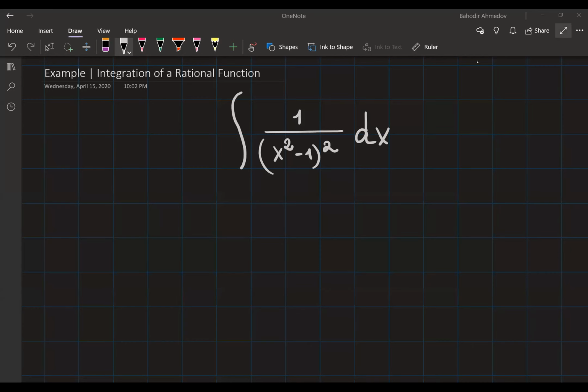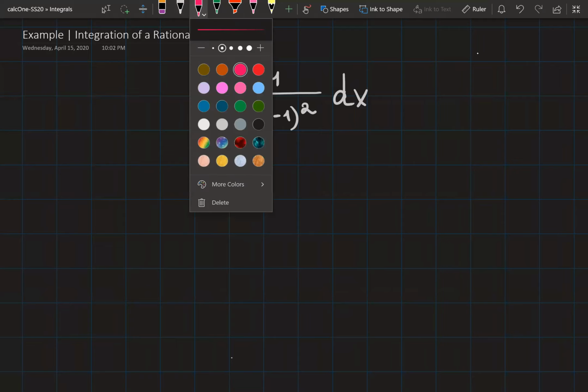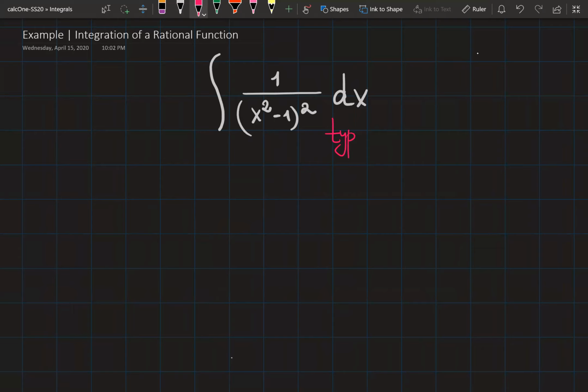Hi, in this video, we're going to discuss an example of integration of a rational function. So this rational function is the type 2 rational function because it is possible to linearize this and some of its linear terms are repeated. Basically, we can write down this rational function as x minus 1 multiplied by x plus 1, which is x squared minus 1, in the square, right?